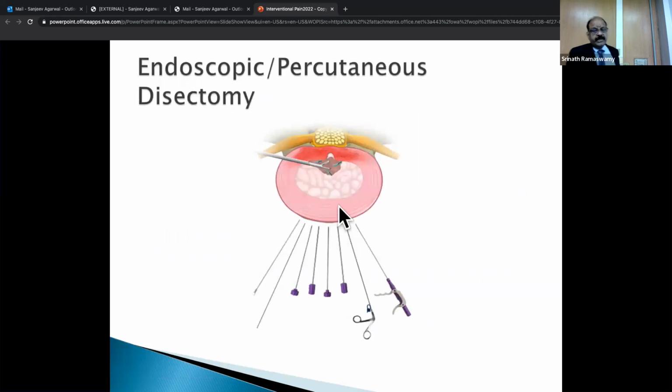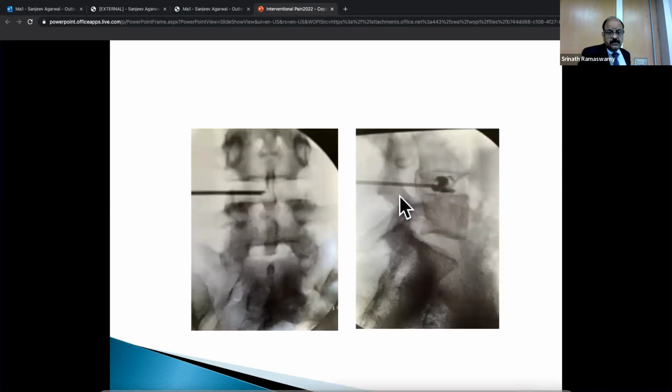The other approach is endoscopic discectomy. You can basically look inside the disc and chip out a few pieces so that the pressure is off. And after the discectomy is done, you can do nucleoplasty or annuloplasty so that you can repair the annulus. This is how it looks on the scope.